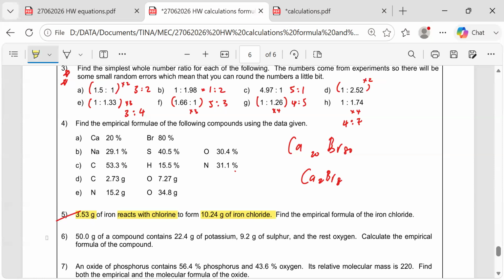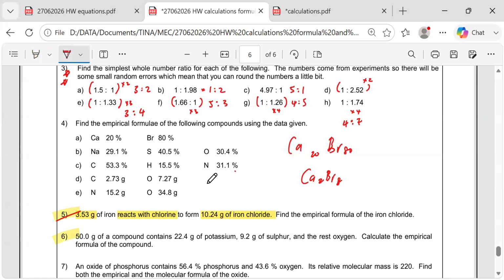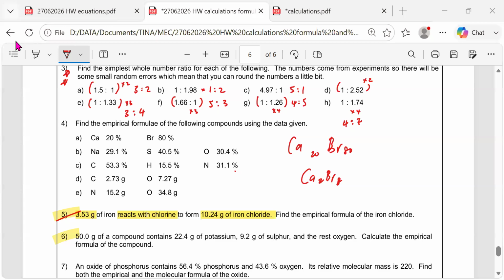Okay, do number 5 and do number 6. 6 is the same, except 6 is 3 elements instead of 2. You just have to minus. Open your eyes big and read carefully. I think 90% of the problem you get wrong in school is because you just don't read properly. Okay, so read properly.